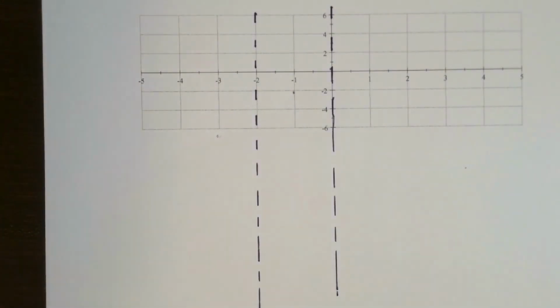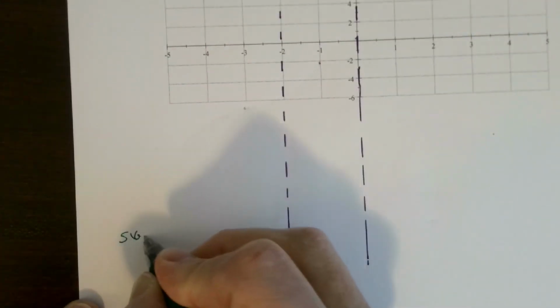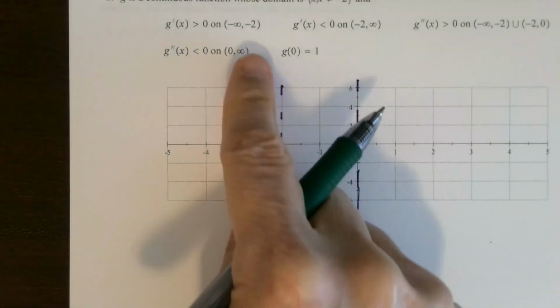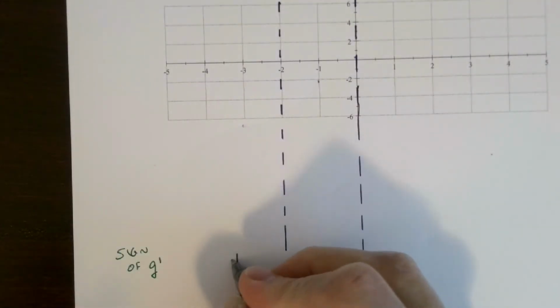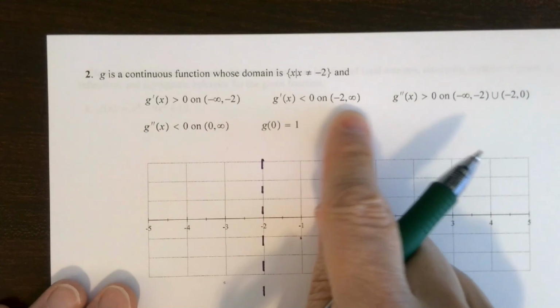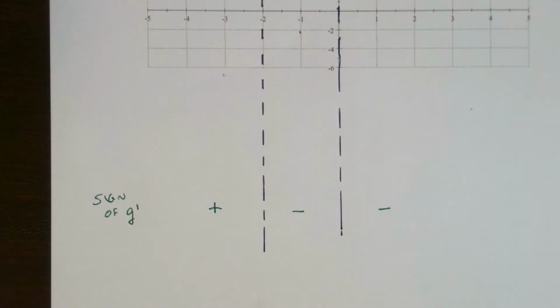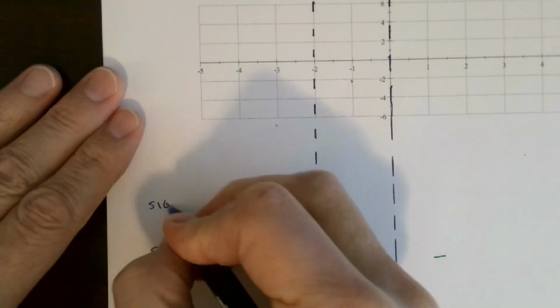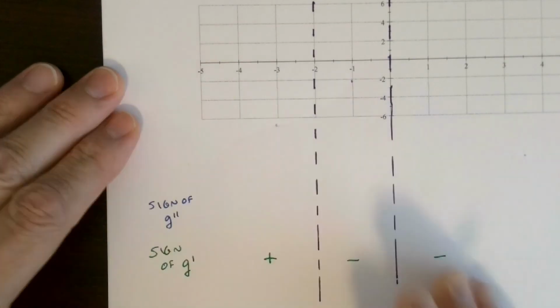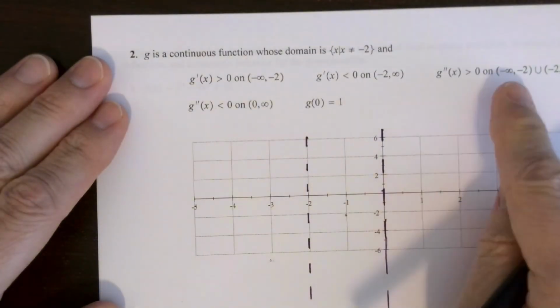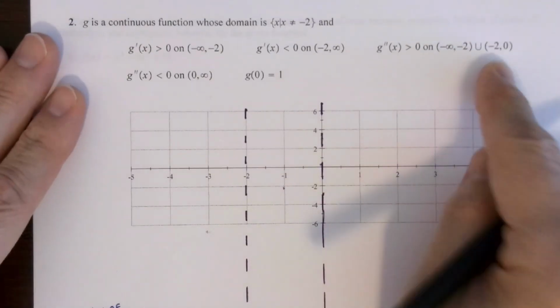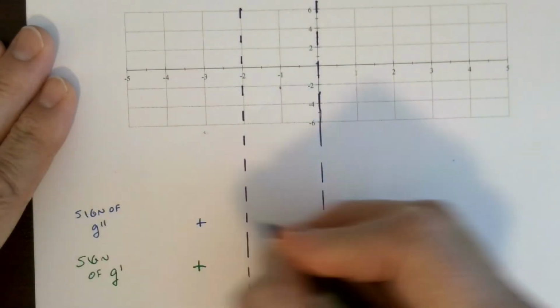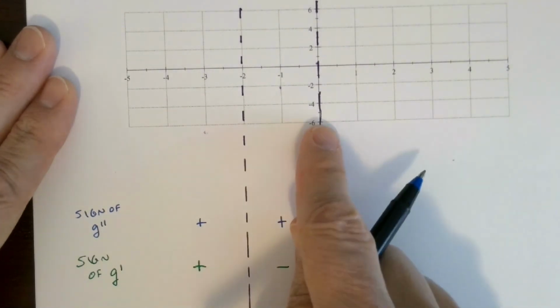So if I come down and take a look at the sign of g prime, the sign of the derivative, what do we know? For values less than -2, it's positive, so it's going to be positive here. For values greater than -2, it is what? Less than 0, it's negative. Okay. Then we go to the sign of the second derivative. Now the second derivative is positive from negative infinity to -2, and then -2 to 0. So it's positive here and here. And then for values greater than 0, it's negative again.